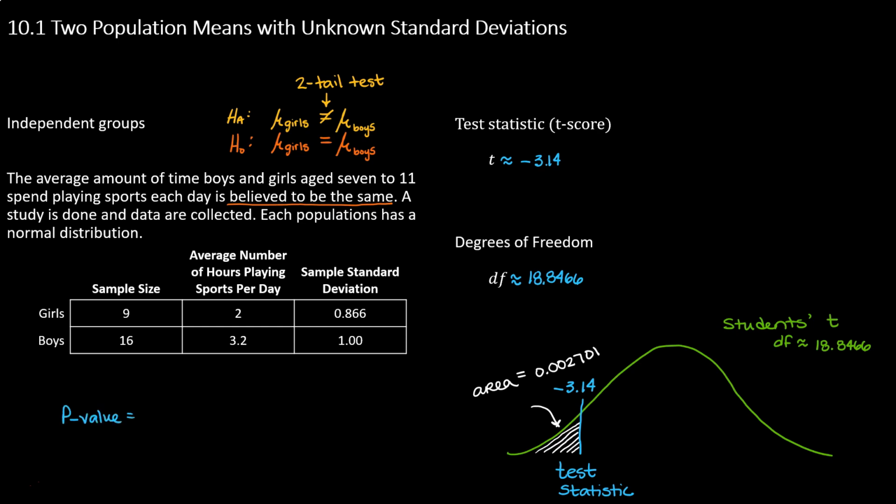If we double that, we find our p-value is approximately 0.005402. Pretty small p-value. In fact, it is smaller than our significance level of 5%.